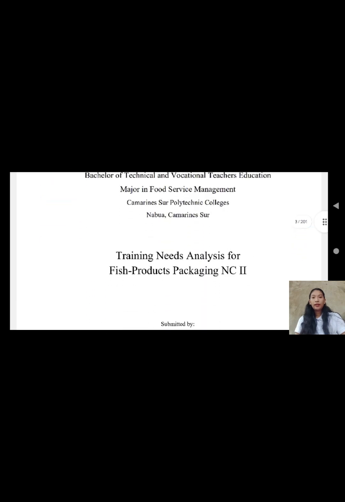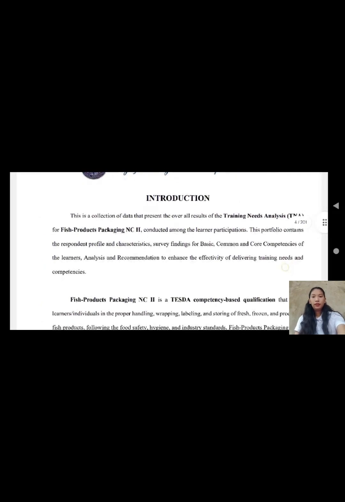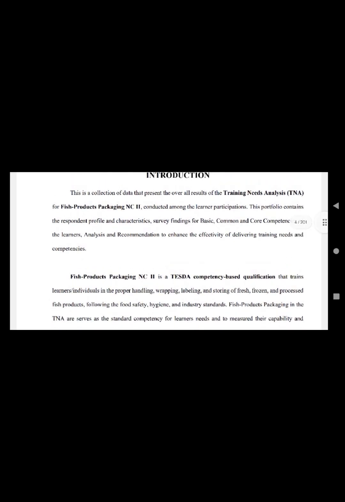So for the training needs analysis for fish products packaging in situ, we have the introduction. This is a collection of data that presents the overall results of the training needs analysis, the TNA, for fish products packaging in situ. It is conducted among the learner participants. This portfolio contains the respondent profile and characteristics, survey findings for basic, common, and core competencies of the learners, and analysis and recommendation to enhance the effectivity of delivering training needs and competencies.